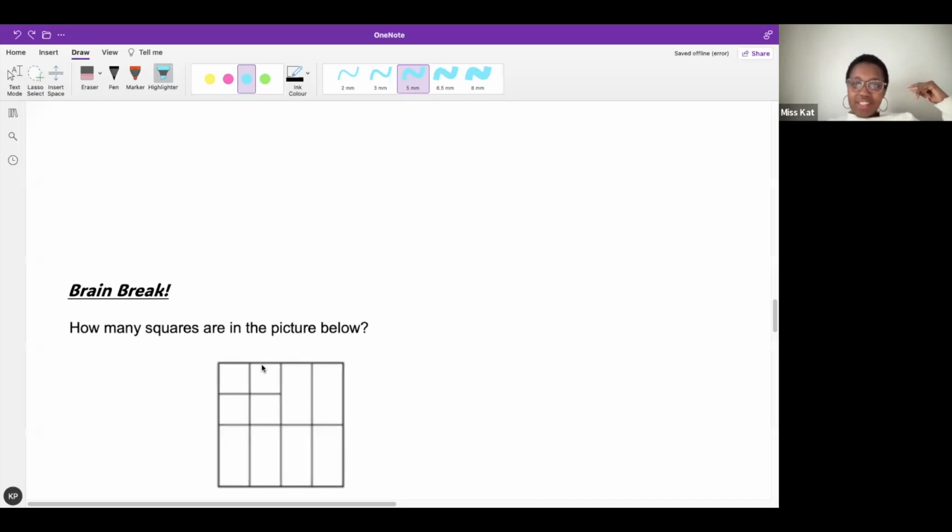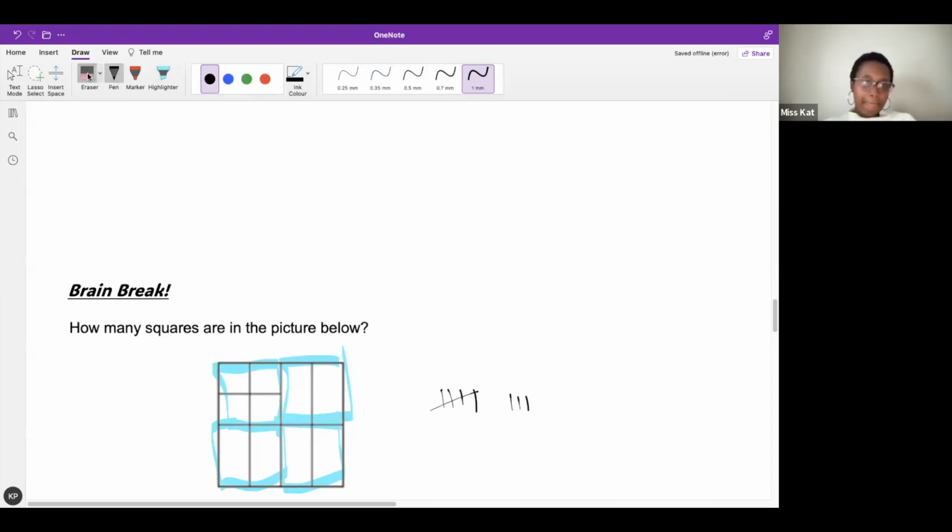10, 5. Okay, let's start counting. I'm going to start with the small babies. 1, 2, 3, 4. I'm going to do a tally again because I suck at counting these things. So 1, 2, 3, and 4. Those are the small babies. Now I'm going to the medium babies. This one. 1, 2, 3, 4.